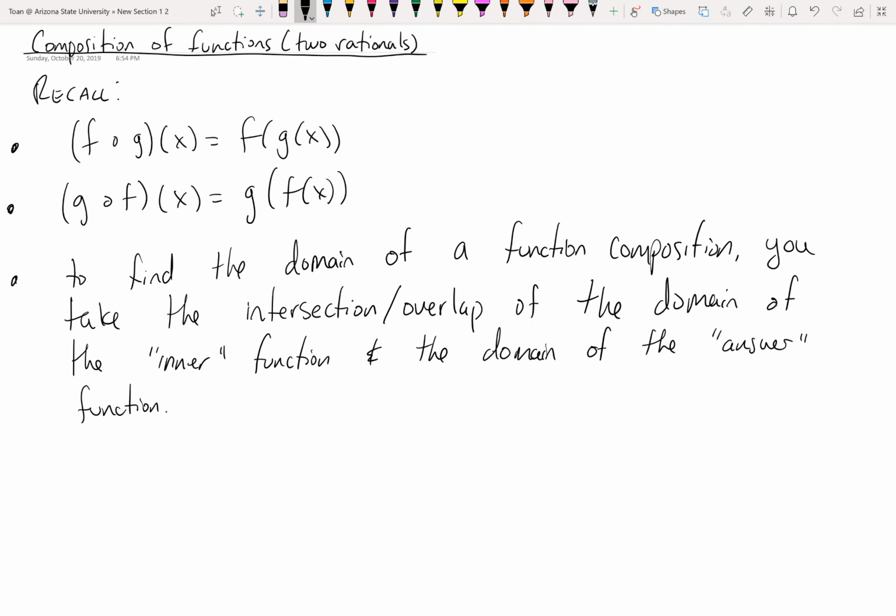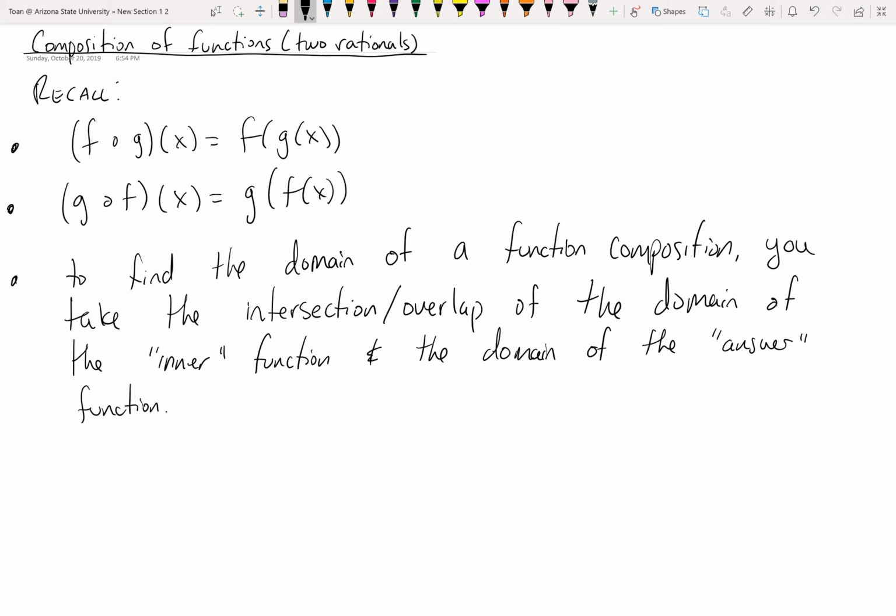So much like the previous topic, this topic will also talk about compositions of functions, but the examples that you'll see in this particular lesson will all just be rational functions. To refresh your memories on what function composition is, the first and second bullet point, function composition is just literally taking one function and substituting it inside of the other.